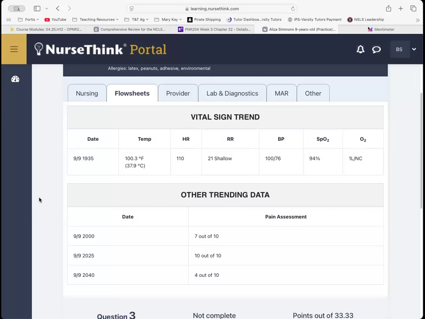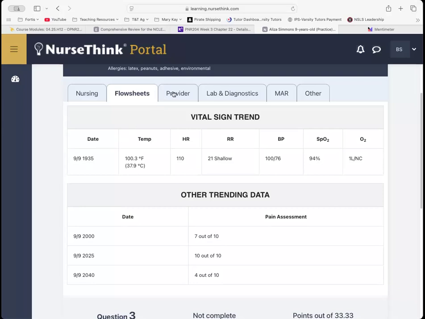What's she putting herself at risk for? Developing something. Pneumonia. Yep, we are at high risk for pneumonia here. We've already got some respiratory symptoms that we're seeing here. We're shallow breathing. We're not doing that incentive spirometer. We're post-op. We are high risk for pneumonia here.